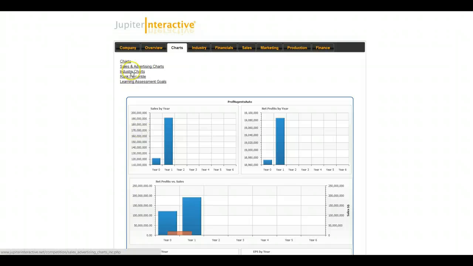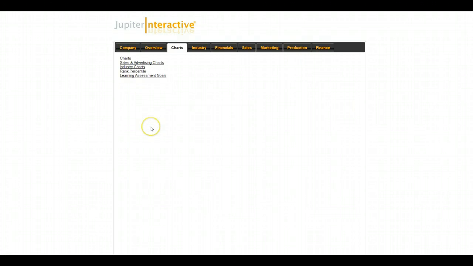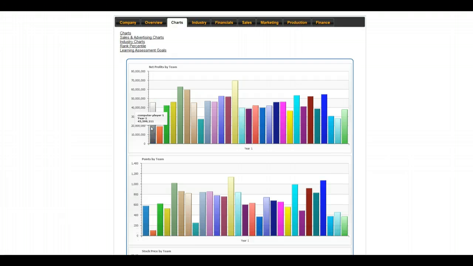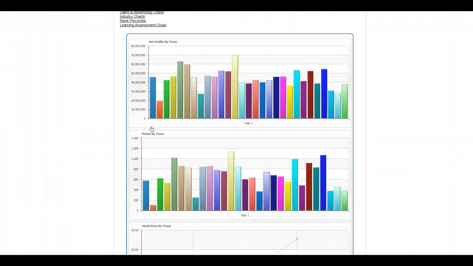All right, so let's see. Let's look at the industry charts, and we'll see how everybody else did. Okay, net profits by team. We could see that Philip Autos had the most net profits of any team, followed by Seawolf's Auto Club, and then we have over the 50 million mark of profits.